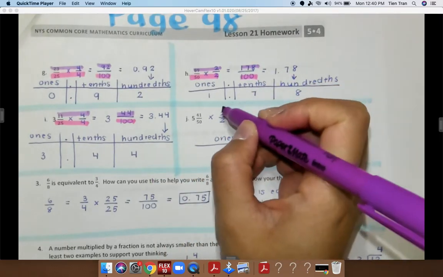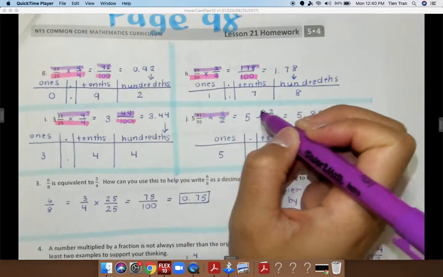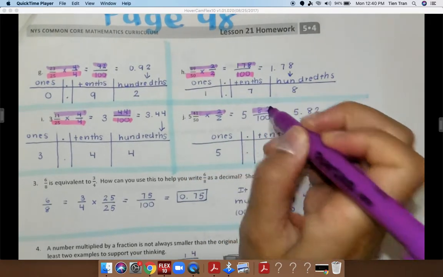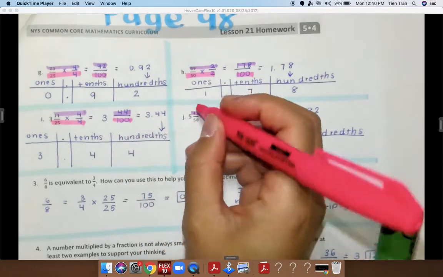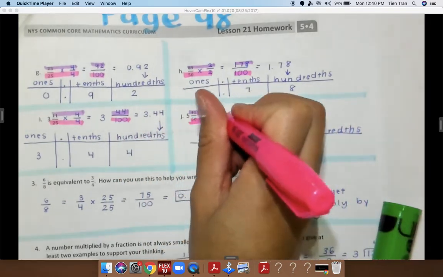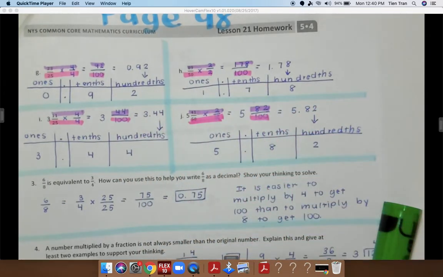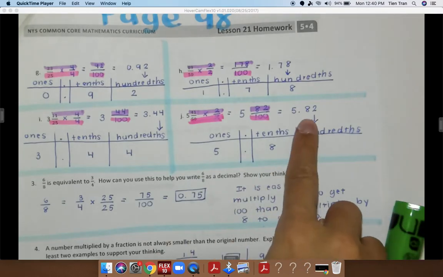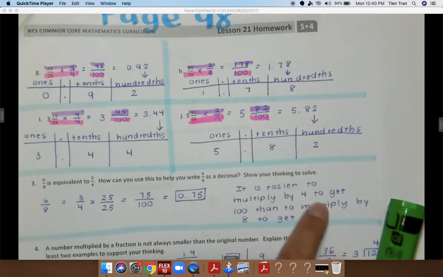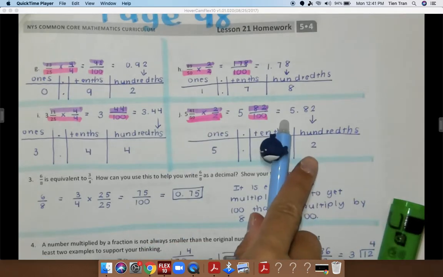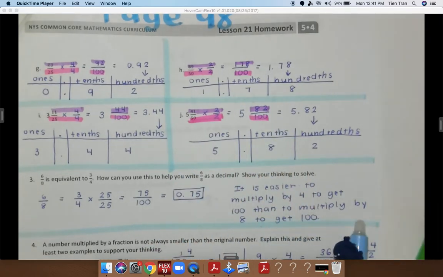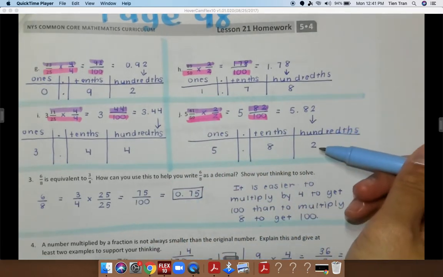So what we get right here is we're multiplying 41 times 2, which gives you 82. And when you multiply 50 times 2, you're going to get 100. So we get 82 hundredths, so we're writing down 82 hundredths. And the 5 is the whole number, so it goes in the ones place. So the 2 is in the hundredths place.